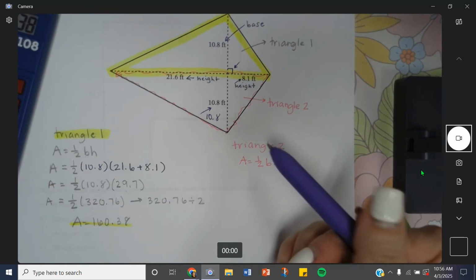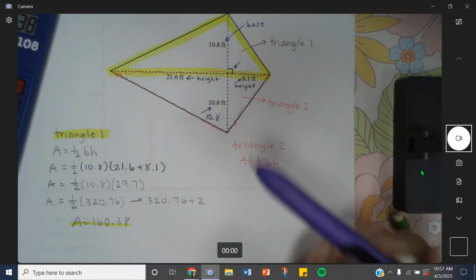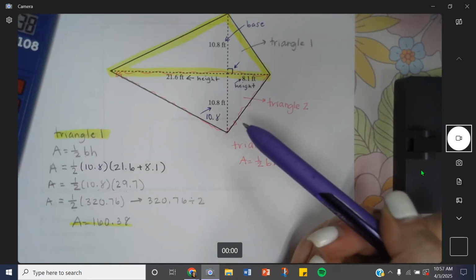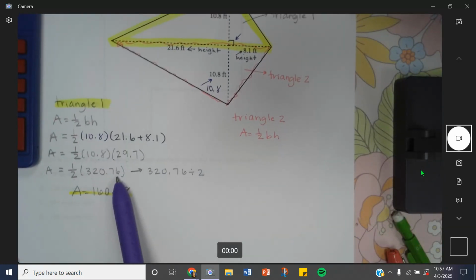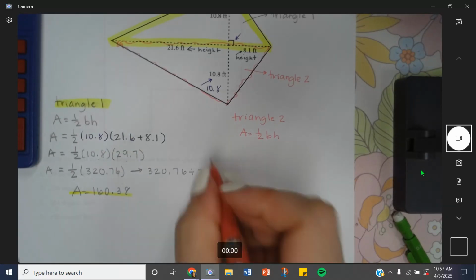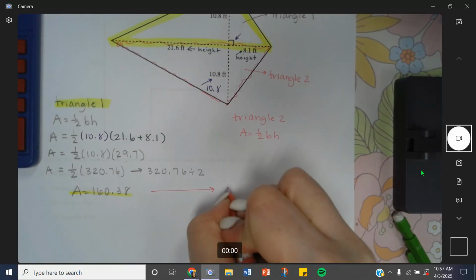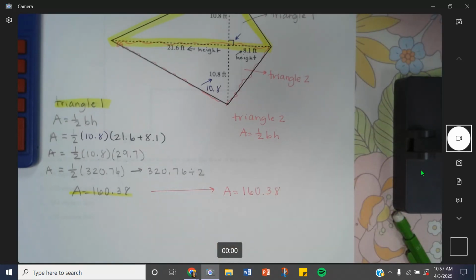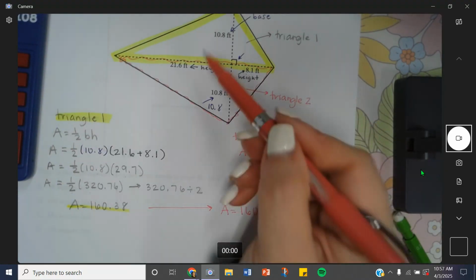If we look more closely, we can see that these two triangles are exactly identical. The yellow triangle and the salmon triangle have the same exact measurements. So we don't need to do all of this again for the salmon colored triangle because we've already done it one time. So we can say that the area of triangle 2 is also going to be 160.38, because again, both of these triangles are identical in their numbers.